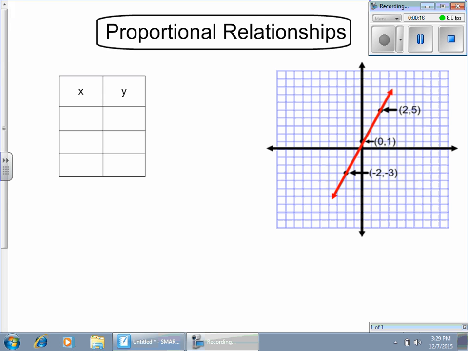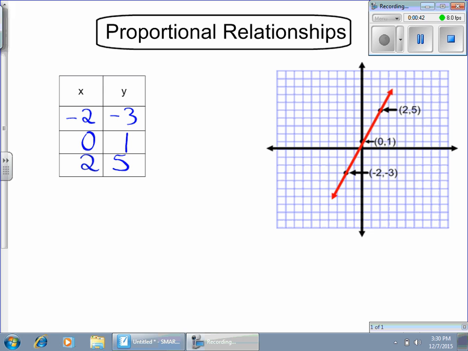So the first one I see is -2, -3, where x is -2 and y is -3. The next one I see is 0, 1, where x is 0 and y is 1. The last one I see is 2, 5, where x is 2 and y is 5.